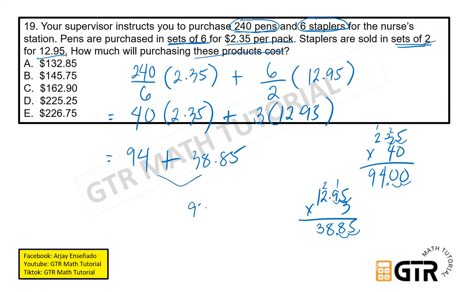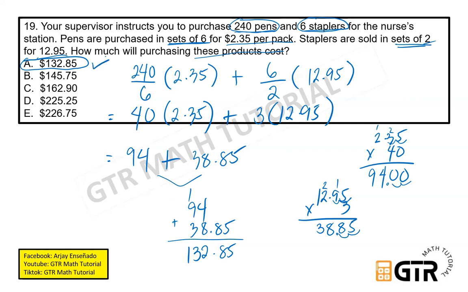I-total lang natin. So we have 94 plus 38.85. So pag tumingin pala kayo sa choices, ang 0.85 lang itong letter A. No? So ito na yung magiging sagot natin. Okay, so bring down lang natin itong 85. 4 plus 8, we have 12. 1 plus 9 is 10 plus 3. Okay, so 132.85, letter A.